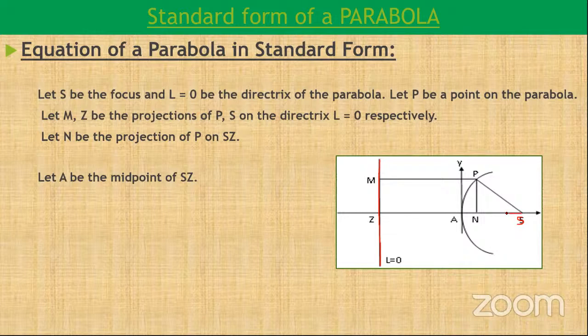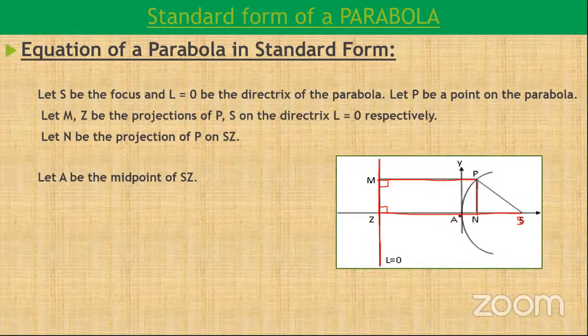Now, from the focus, we have drawn a perpendicular onto the directrix, and Z is the foot of the perpendicular. From P also, we have drawn a perpendicular onto the directrix, and M is the foot of the perpendicular. Is it clear, children? From P also, we are drawing the foot of the perpendicular, and from the focus also, onto the directrix. Now, from P again we are drawing the foot of the perpendicular onto SZ. Let N be the foot of the perpendicular.